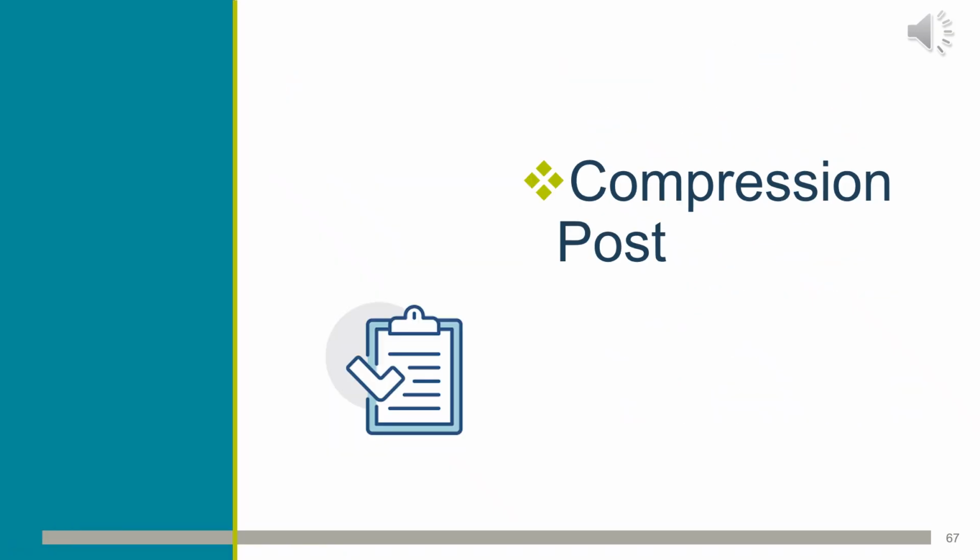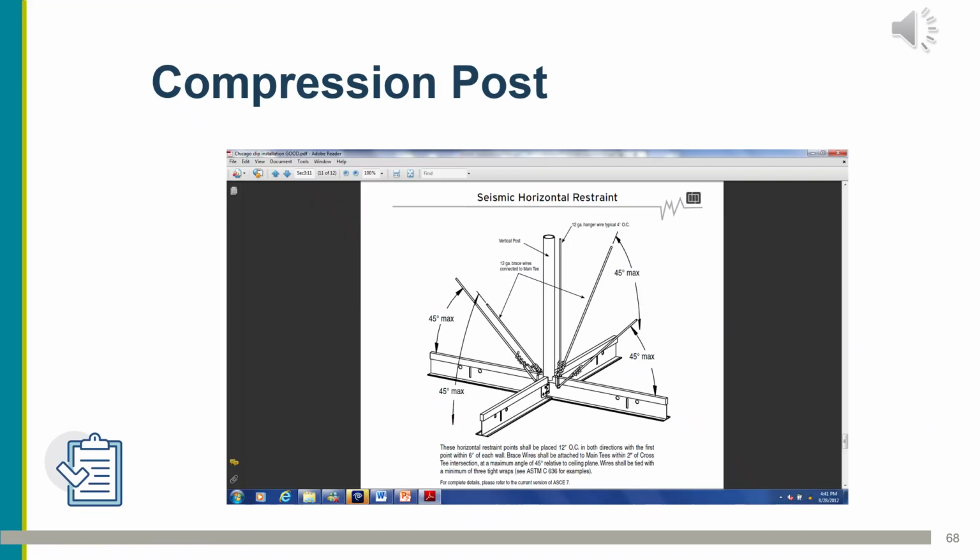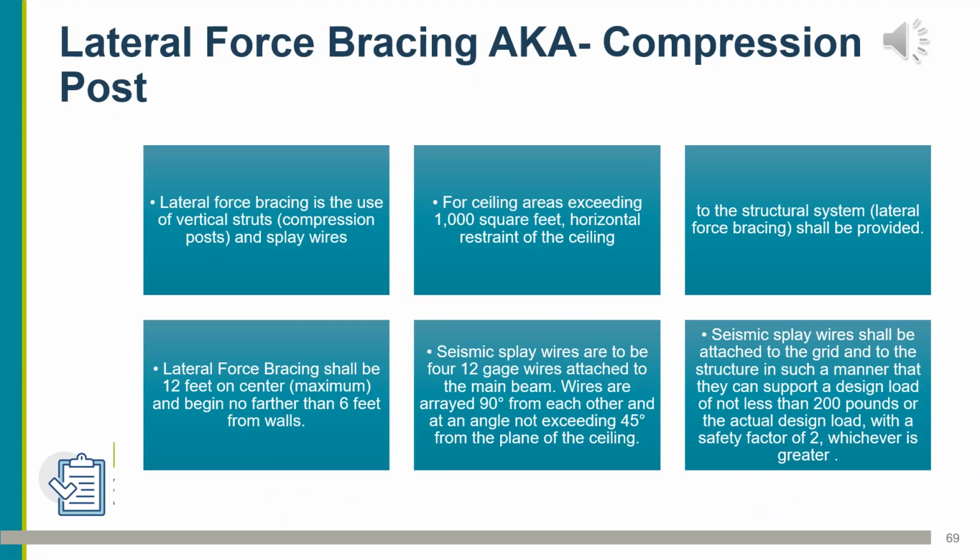So next, let's talk a little bit about this term we heard earlier called compression post. And when we say compression post, we're talking about the horizontal restraint that we have to have that's required by the code. Or more accurately termed the lateral force bracing, the compression post. All right, lateral force bracing is the use of vertical struts, compression posts, and splay wires for ceiling areas that exceed 1,000 square feet.